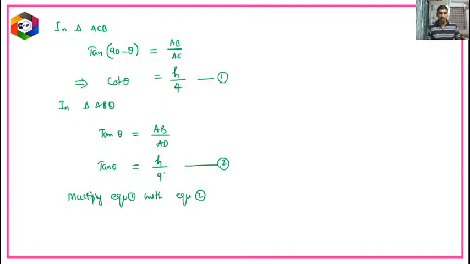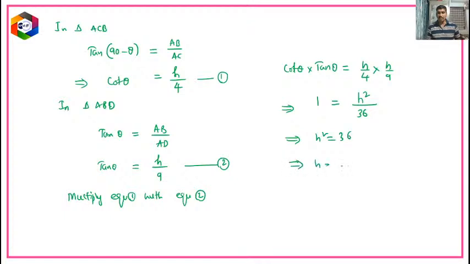While multiplying two equations, the left hand side should be multiplied and similarly the right hand side should also be multiplied. Let us multiply. Cot theta into tan theta will be equal to h by 4 into h by 9. We know that cot into tan, the value will be equal to 1. So 1 equals h square by 36, since 9 fours are 36. Now cross multiply. h square is equal to 36. So what is the h value? Plus or minus root 36, which is equal to plus or minus 6.